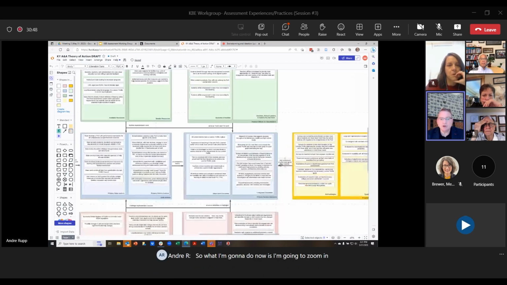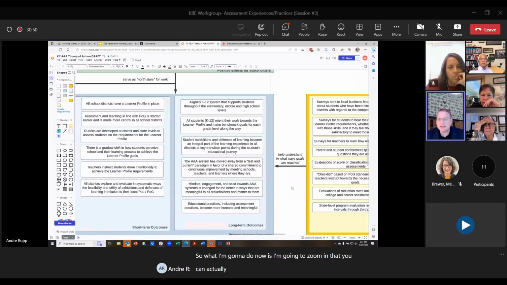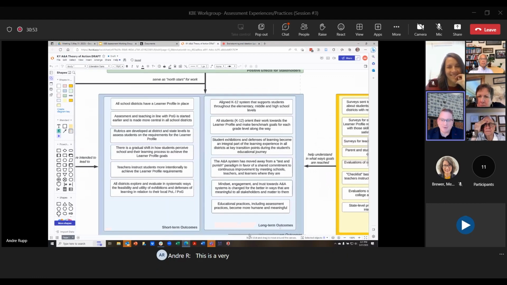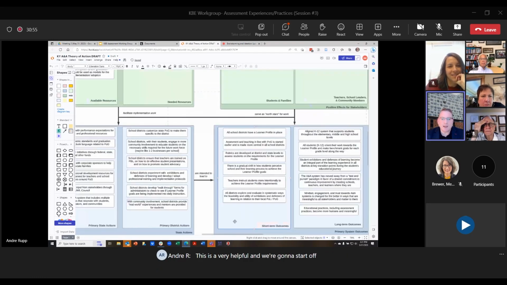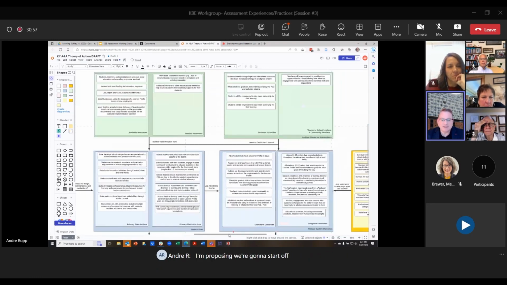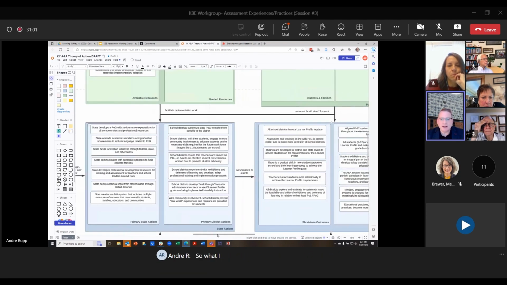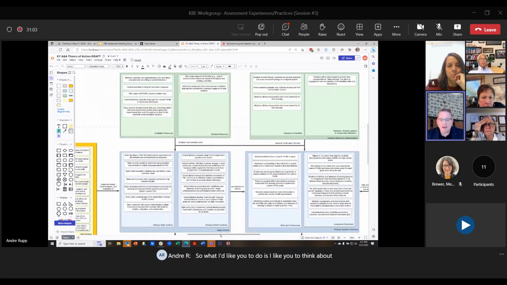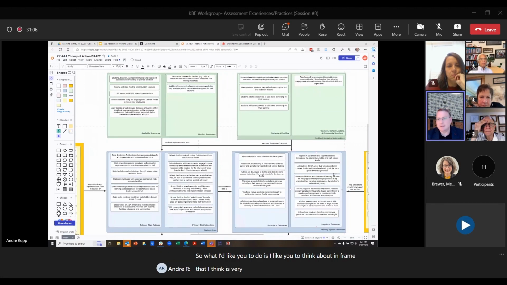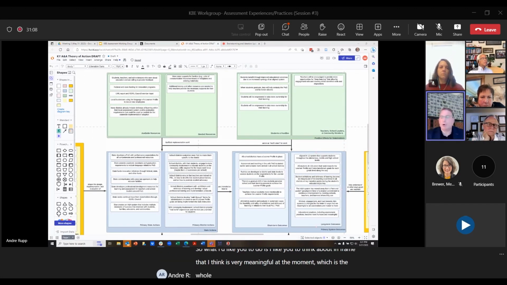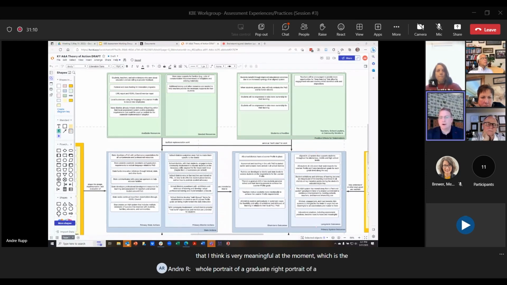So what I'm going to do now is zoom in so that you can actually read this. This is very helpful. I'm proposing we start off in the middle. We'll see how this goes, but let's start with the blue boxes. I'd like you to think about a frame that I think is very meaningful at the moment, which is the whole portrait of a graduate, writ large.